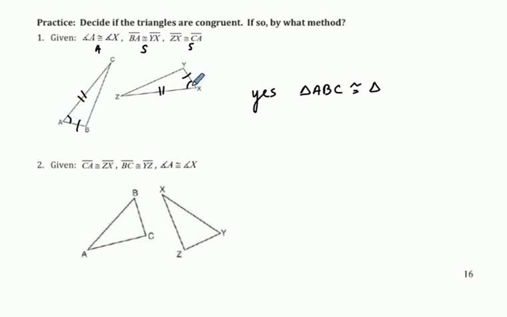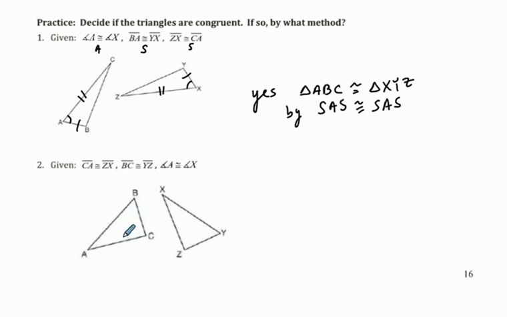So angle A matches up with angle X. AB is the side with one marking, so my next letter needs to be the other endpoint of the side with one marking, which is Y, and then the remaining angle, Z. And the reason would be side-angle-side.